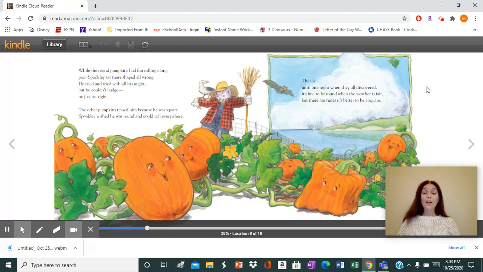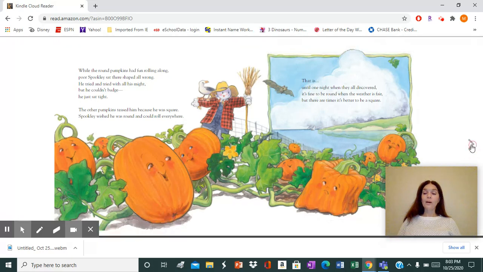That is until one night when they all discovered it's fine to be round when the weather is fair, but there are times it's better to be a square. Let's find out why.